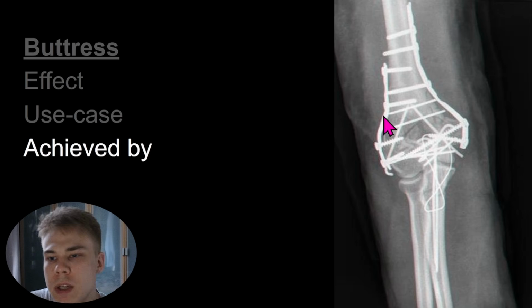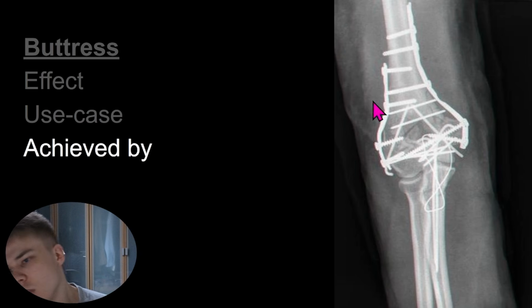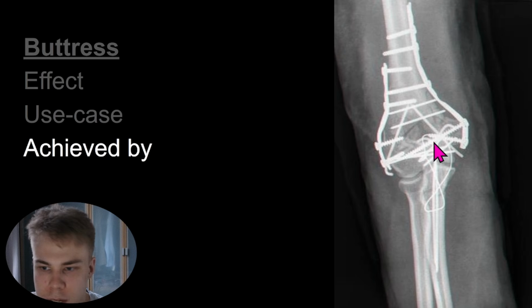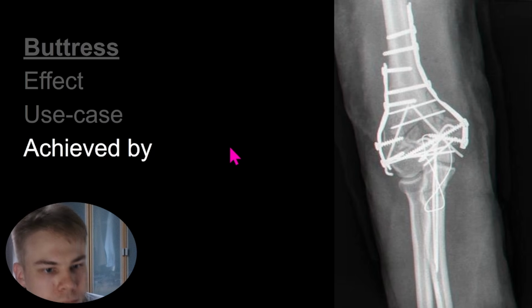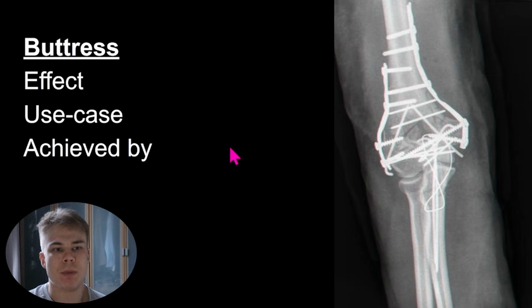And this can be combined with screws in lag mode or simple screws. And here it's also been combined with some Kirschner wires, it seems, and it looks like there's a tension band wire in the olecranon as well. So that's a buttress mode plate.